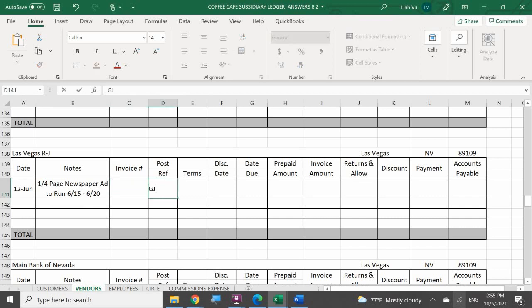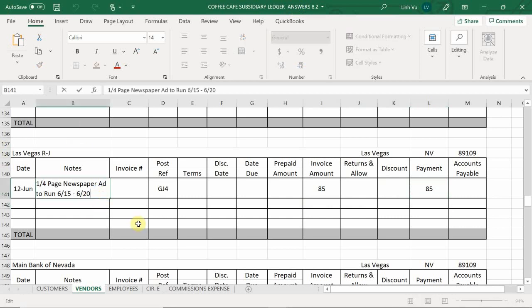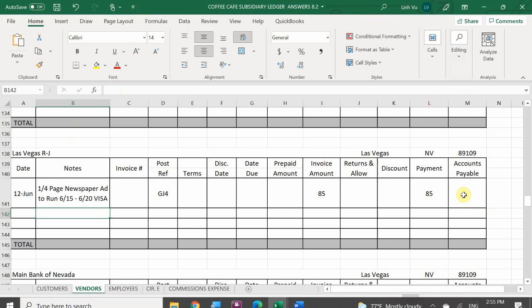Post reference: journal number 4. And in this case, this isn't a bill, right? I just paid them at time of service, so there's no need for terms. Okay. What was the billing information amount for? $85. Did I make a payment? Yes, you do. So this is where I may have written this in here. I also want to say how I paid. I paid with a Visa. So I paid with a Visa credit card for $85.